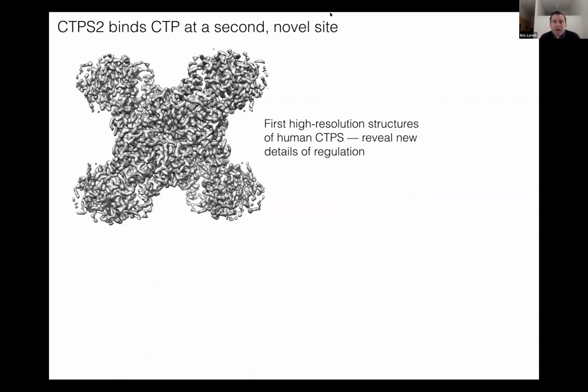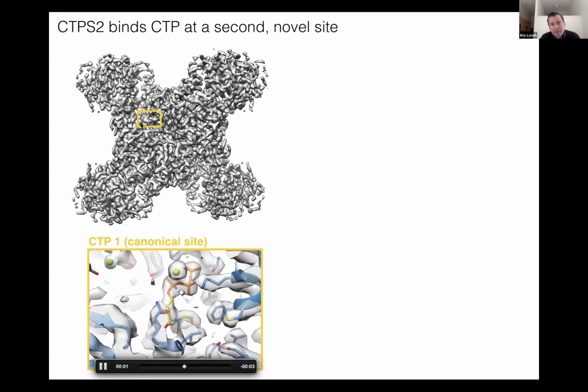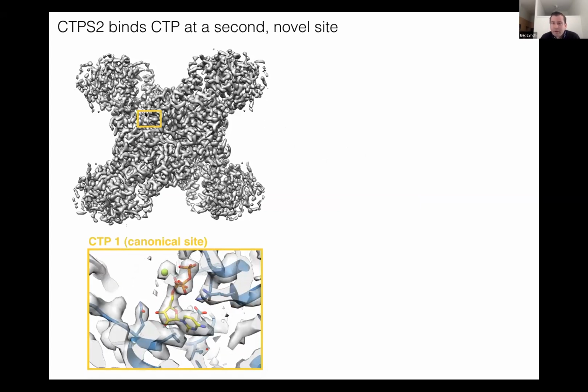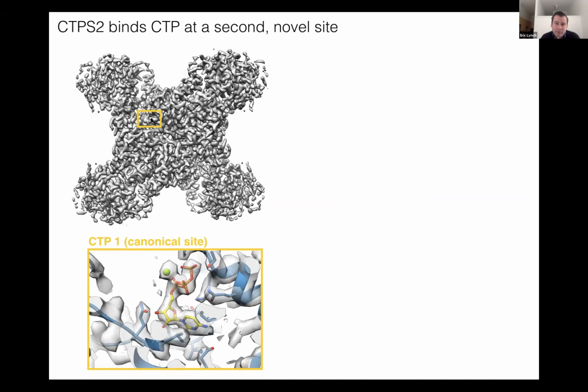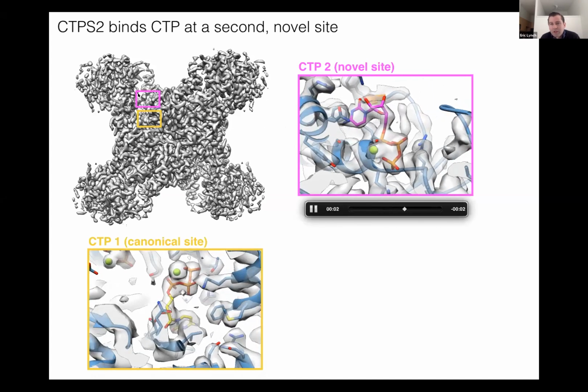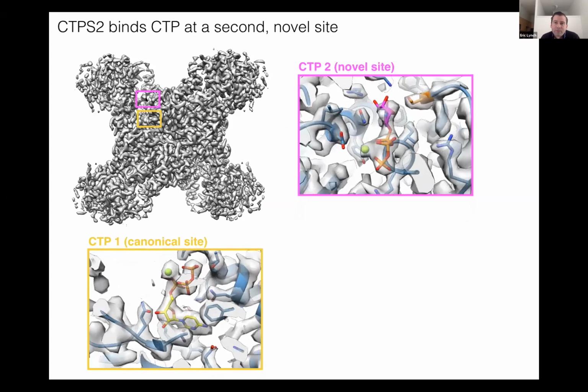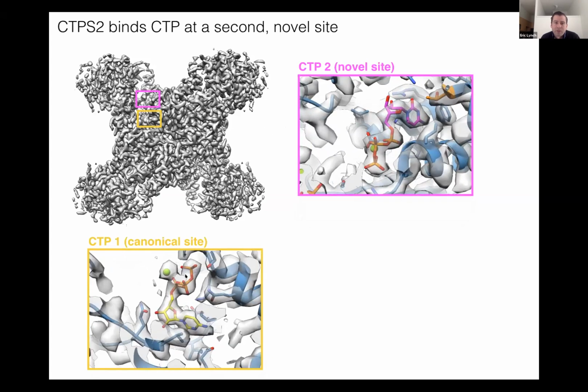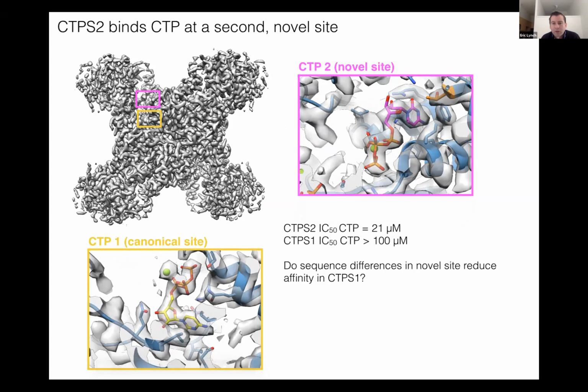I just wanted to add quickly that these are the first high resolution structures of the human enzyme, so they're allowing us to see new details of the regulation. Just as one example, this is showing the CTP-bound CTPS2 structure, which I now have at about 2.7 angstroms. Looking at this, we saw that there's a CTP bound in the canonical regulatory site here, but also, surprisingly, we were able to see a second copy of CTP bound in an additional site, which hadn't been observed before, so that was very surprising. So there are 2 copies of CTP, whereas previously we'd assumed there was just 1 per monomer.